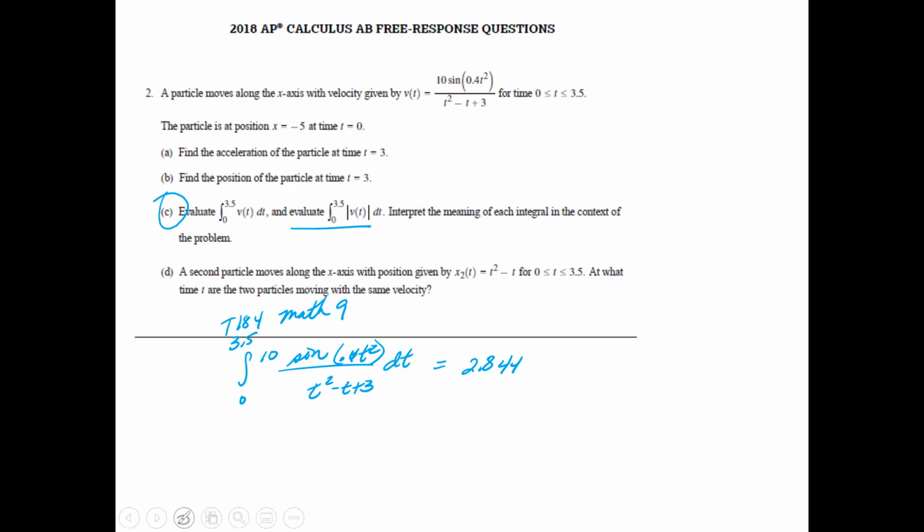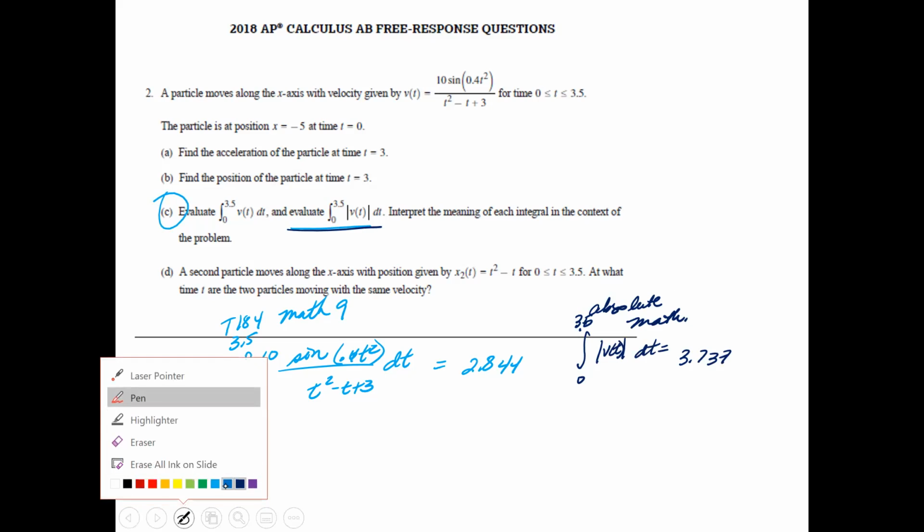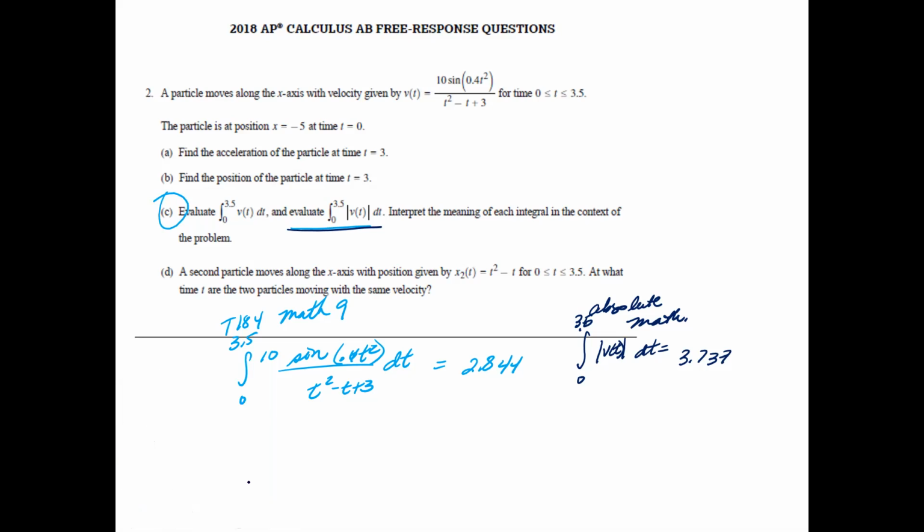Now, it's also asking you to evaluate the second piece right here, which is with the absolute value. So make sure you insert the absolute value, and the absolute value symbol is under math. You'll be able to see it. I think it's 3 or something, but push that and take a look at it. If you find the integral from 0 to 3.5 of the absolute value of v of t dt, that is going to equal 3.737.